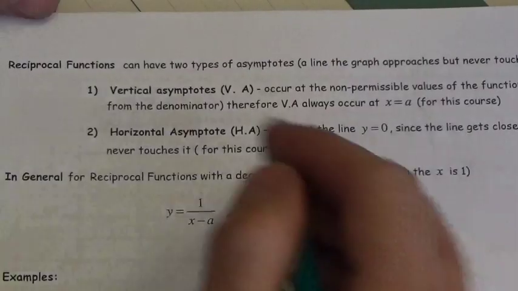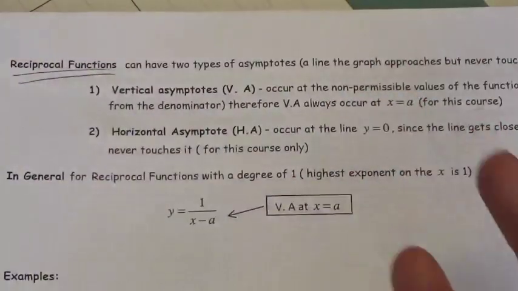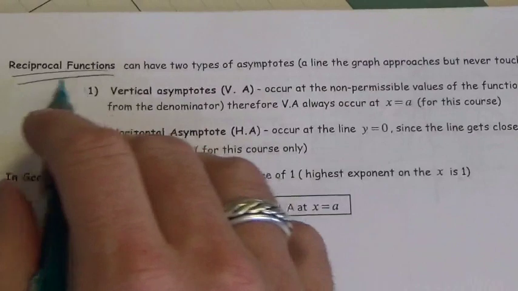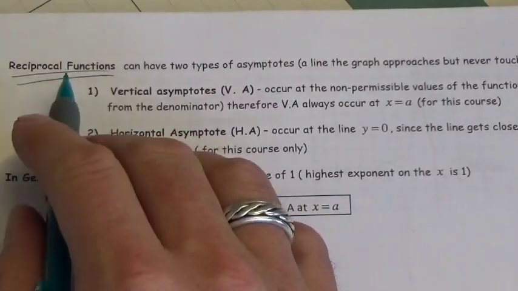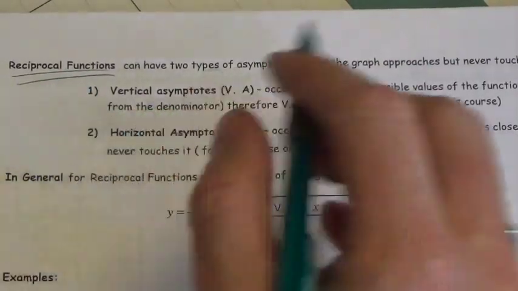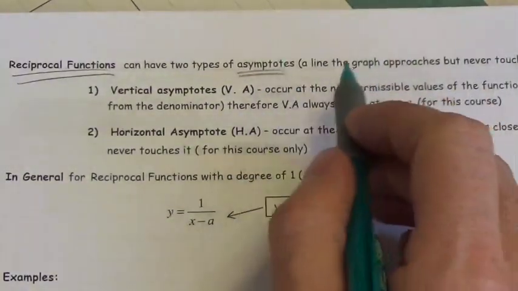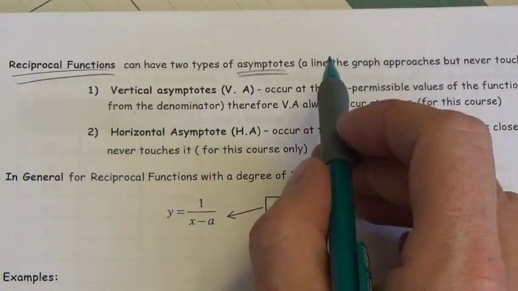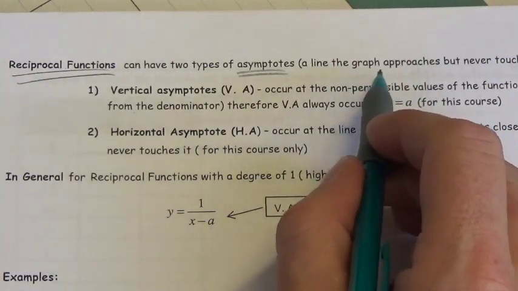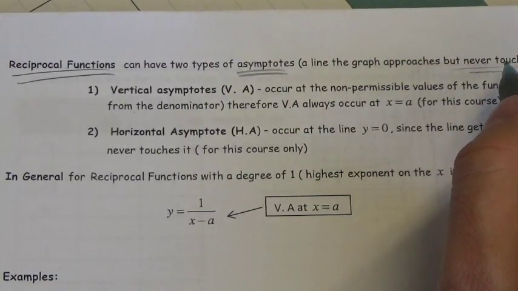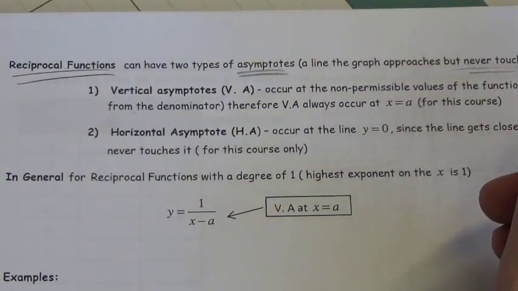All right, so now we're talking more about reciprocal functions and their properties that are kind of unique to them. And one of the things that is unique to a reciprocal function is that it's got asymptotes, okay? Now what an asymptote is, and this definition right here, it works okay. It's not perfect though. A line that the graph approaches but never touches. Now see, this is not exactly true. It is possible to touch an asymptote.